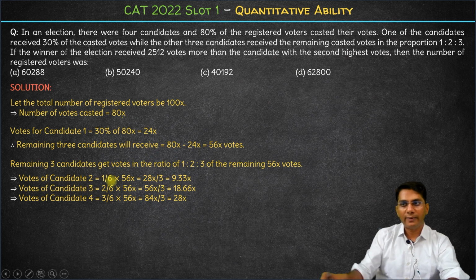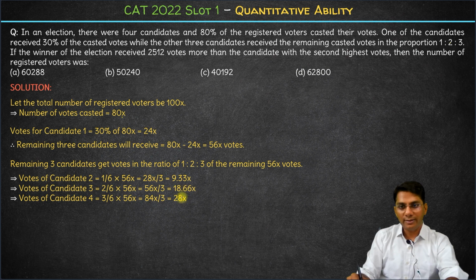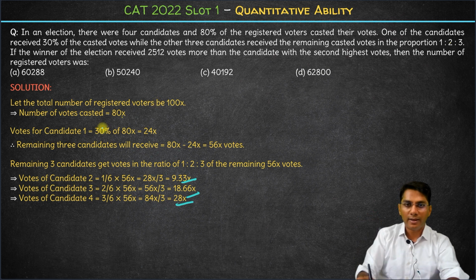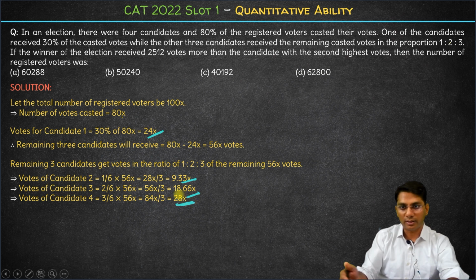Similarly, the third candidate will receive 2 parts out of 6, 2/6 or 1/3 of 56x votes. So 1/3 of 56 is 18.66x. And the fourth candidate receives 3 parts out of 6, 3/6 or half of the remaining votes. So half of 56 is 28x votes. So these are the number of votes received by the last 3 candidates, and this is the first candidate that we are talking about.